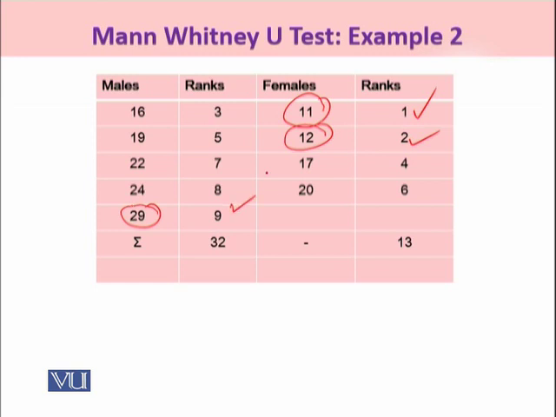After that we separated out the ranks for males and females and summed them up. After summing up, the sum of the ranks for males comes out to be 32, whereas the sum of ranks for the females comes out to be 13. So obviously it is minimum or smaller for the females data set. So we are going to use that.